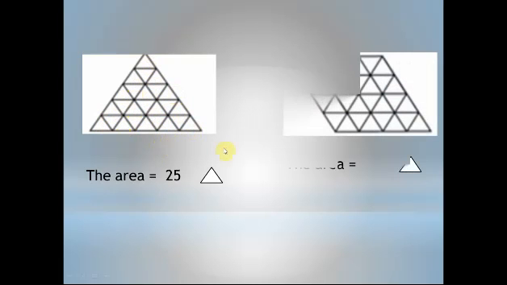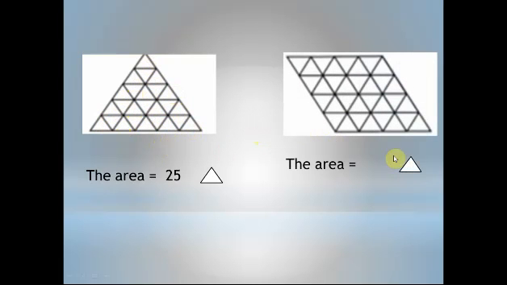And a new one, again with small triangles. We will count together the small triangles. 1, 2, 3, up to 32. So the area equals 32.